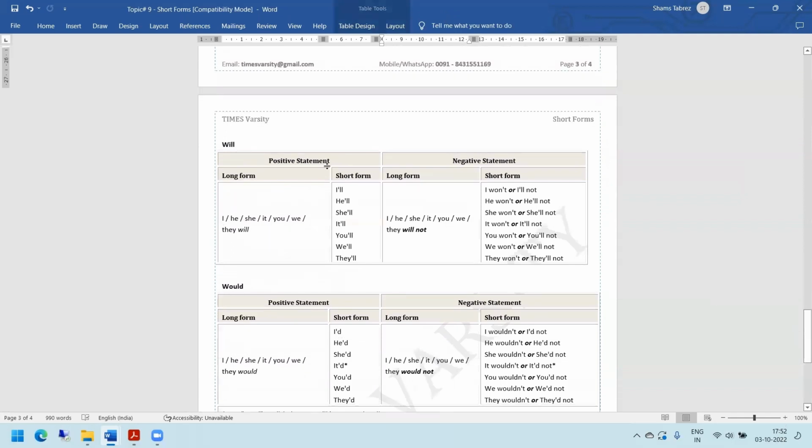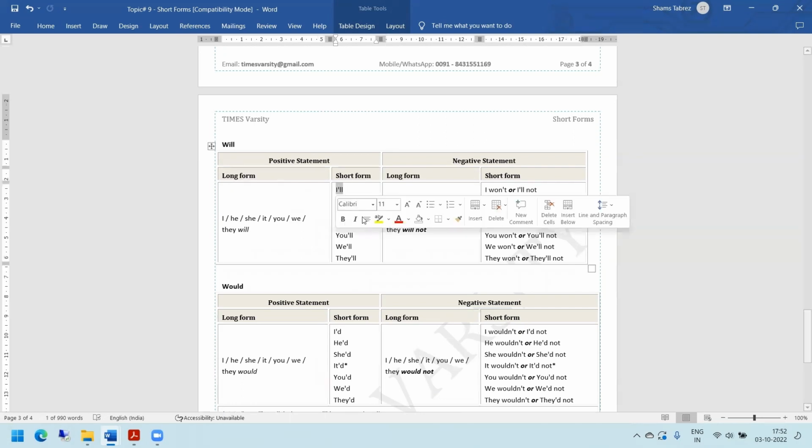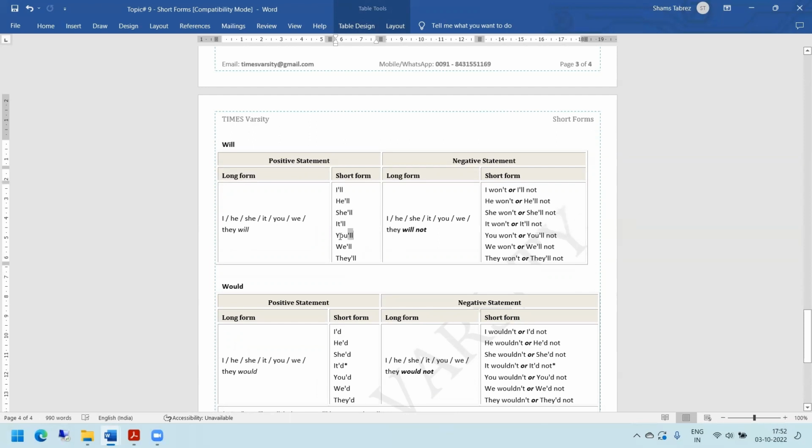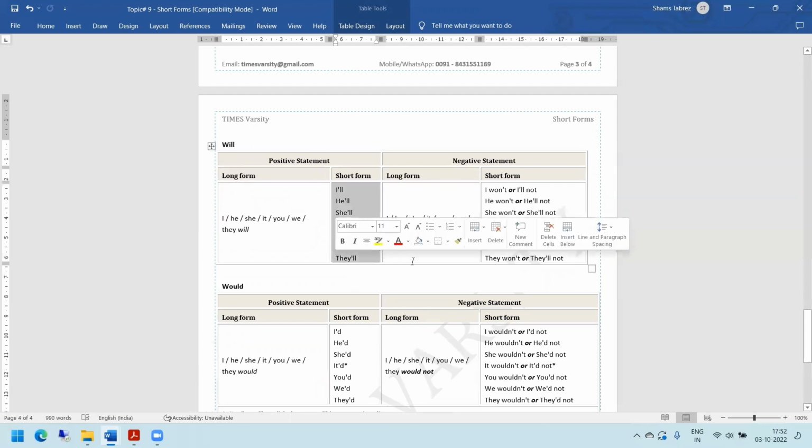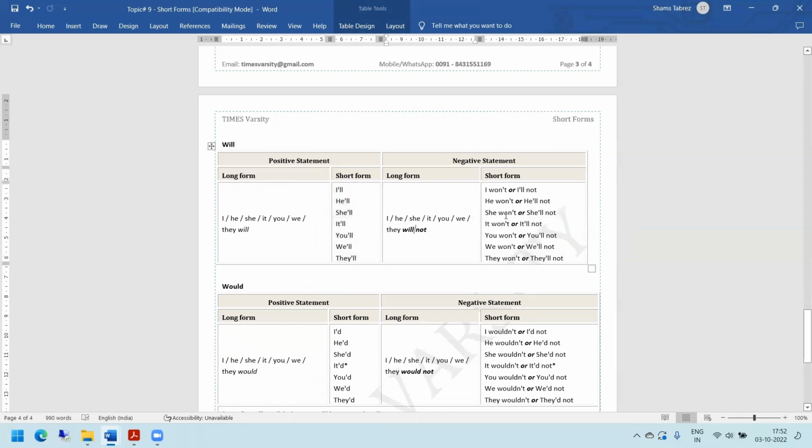All right. And if we talk about will, like I will, he will, they will. So there is a short form of positive statement. So here for I will, there is a short form, and similarly for you will, and they will. And for negative statement, just not is added. So for I will not, these are the two short forms. Similarly, you will not, these are the short forms, and they will not, these are the short forms.